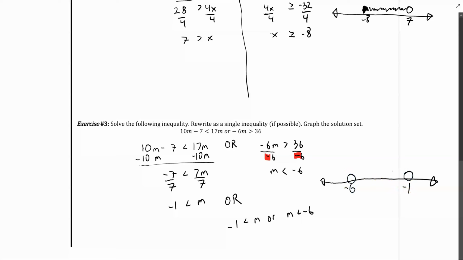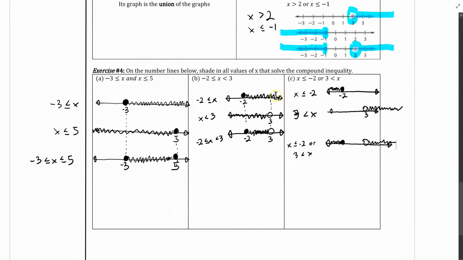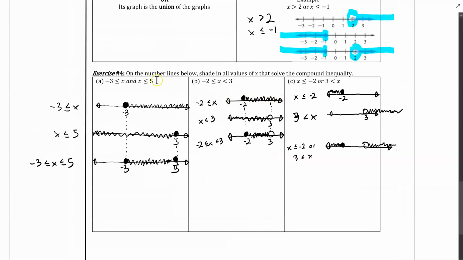For AND statements, we shade the middle section. Well, for OR statements, we will shade the outside sections. Again, if you use the techniques from the previous section, you'll find that that's exactly what happened. For parts A and B, which were AND statements, notice that the solutions were the middle parts. And then for the OR statement, notice that the solution was the outside parts.